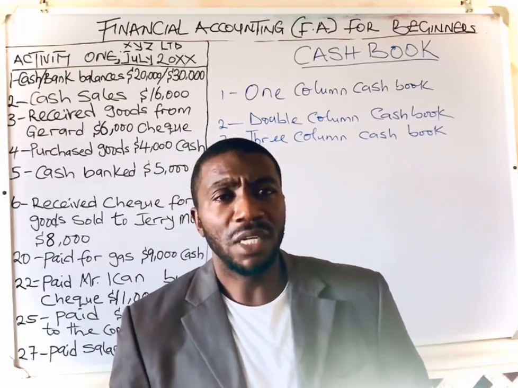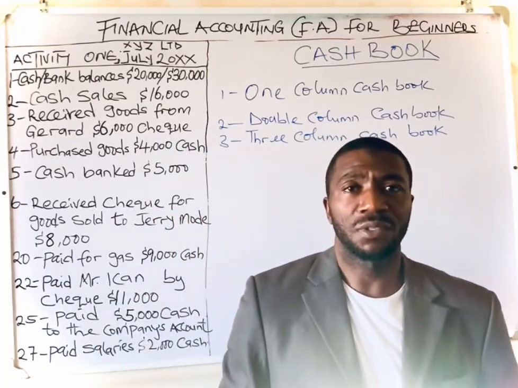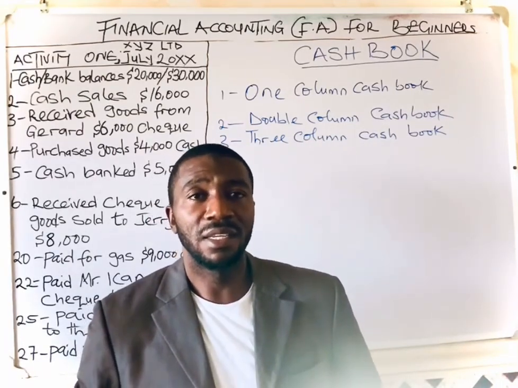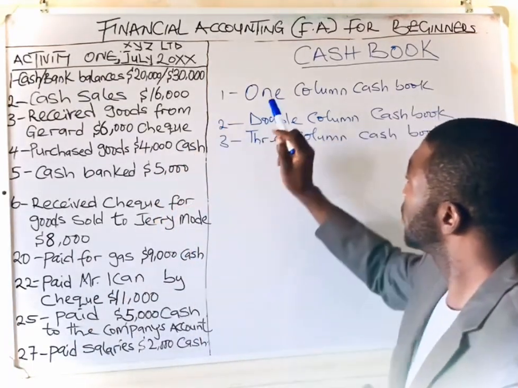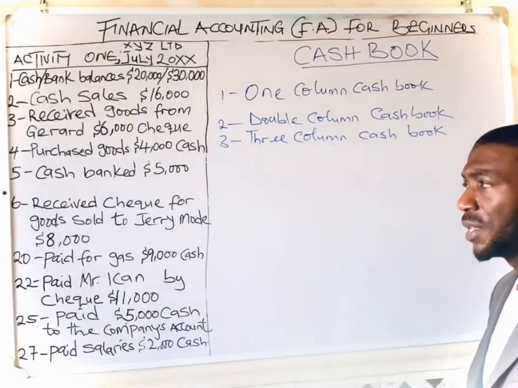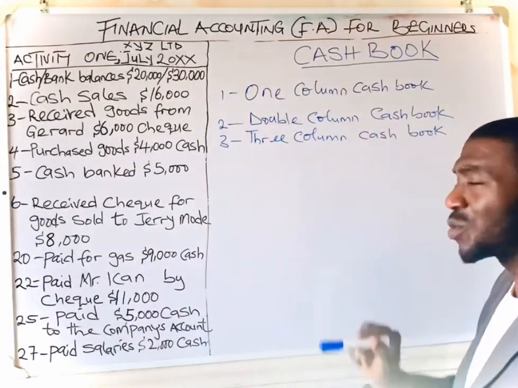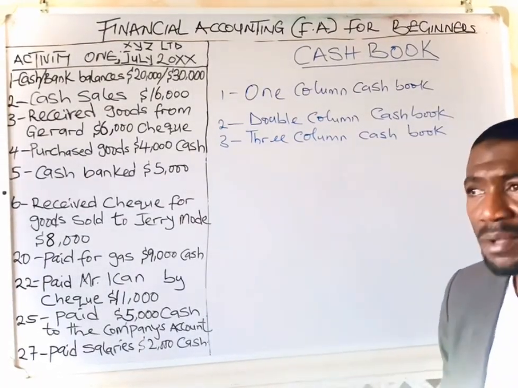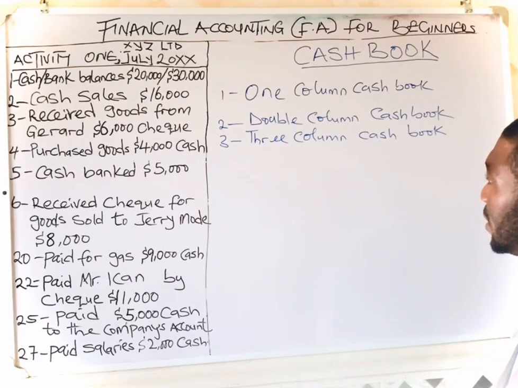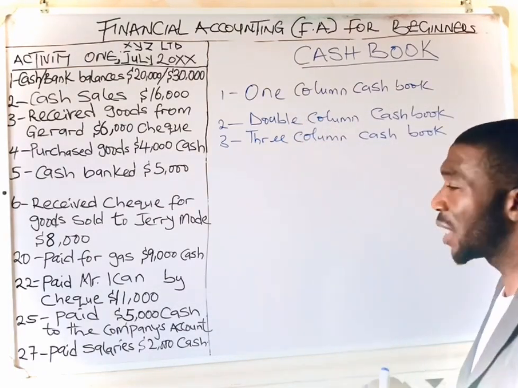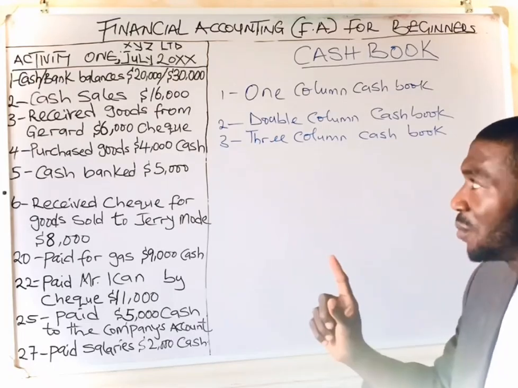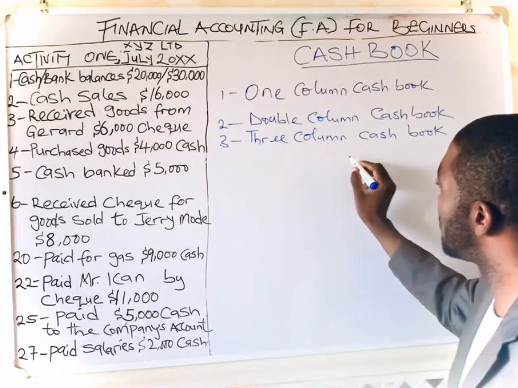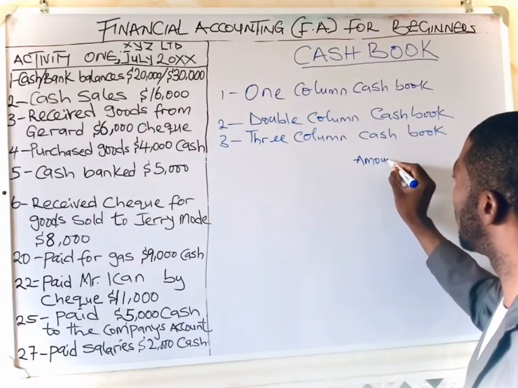So, cash book, as I've said, records only cash transactions. Those transactions that are not cash will not be recorded in the cash book. So, this one column cash book, double column or 2 column cash book, the 3 column cash book are all the same. But the difference is in 1 column cash book, we only have 1 column, just as the name implies. That is, we have only the amount column.